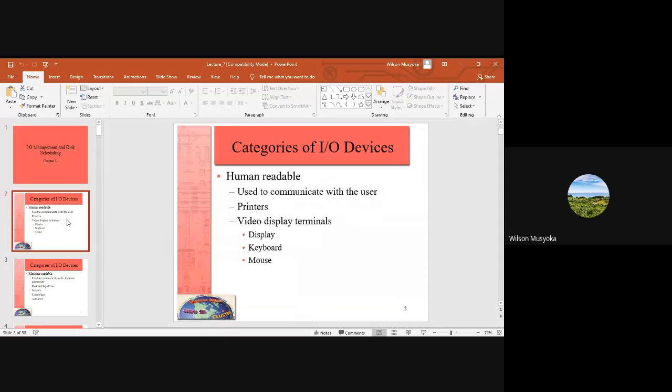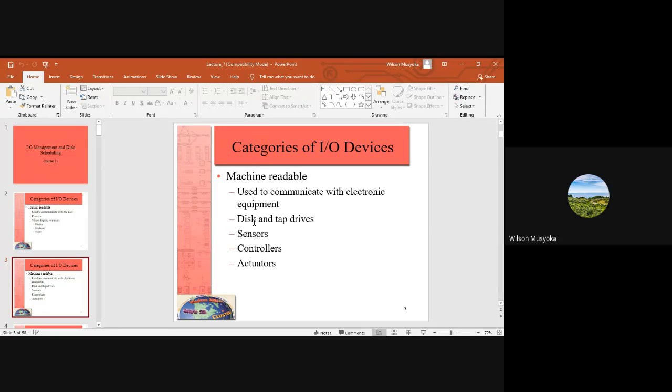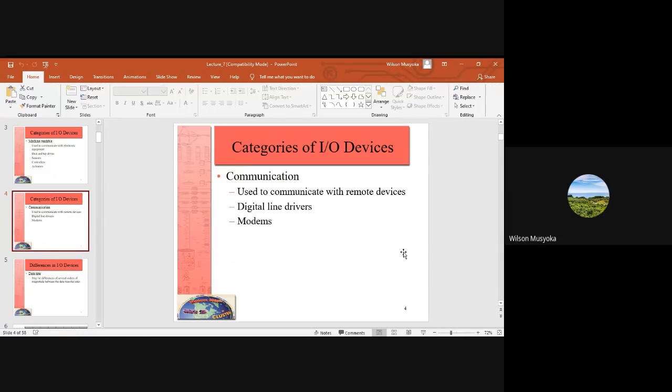What I would like you to do is to read about the different categories of these devices. There are those which are human readable, which communicate with the user. Examples are printers, video display terminals, the keyboard, the mouse. All of those are what we are calling human readable. Then there are those which are machine readable, which communicate with the machine using machine language, the zeros and ones, which are converted into electrical signals. Here we are looking at disk drives, sensors, controllers, actuators. All of those are also input-output devices.